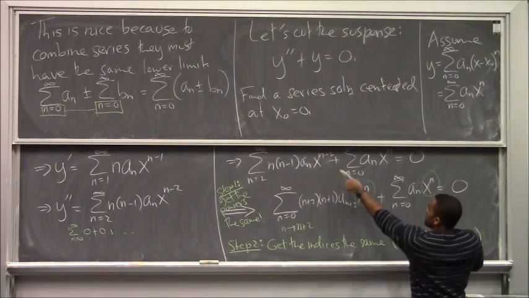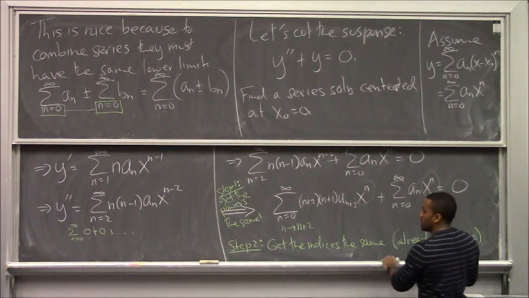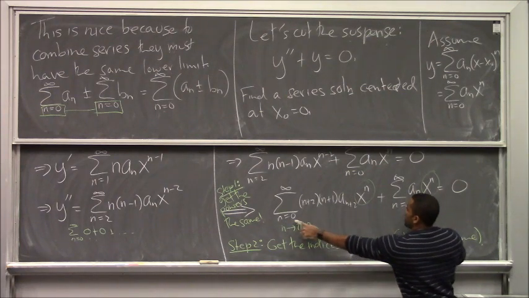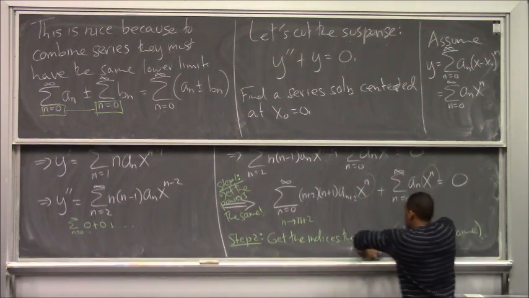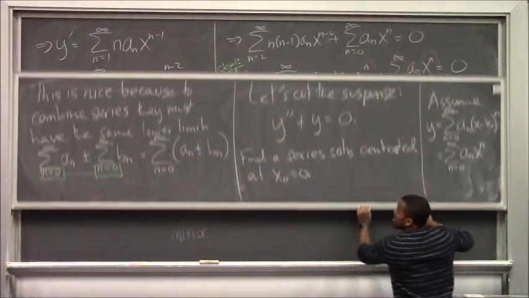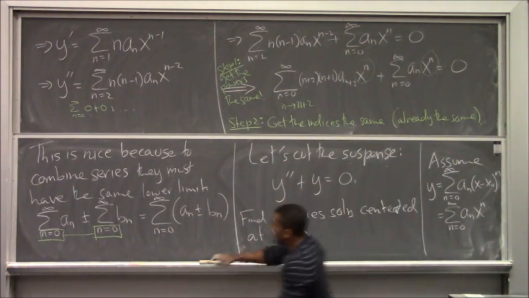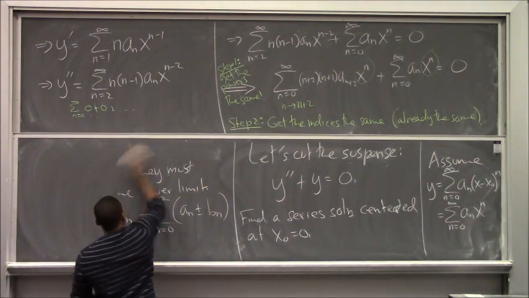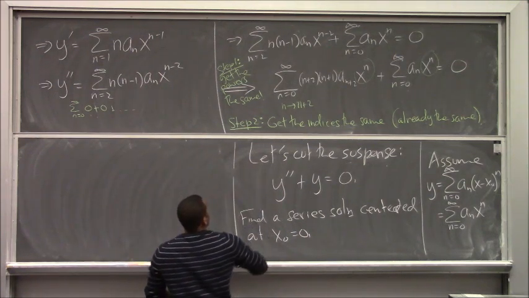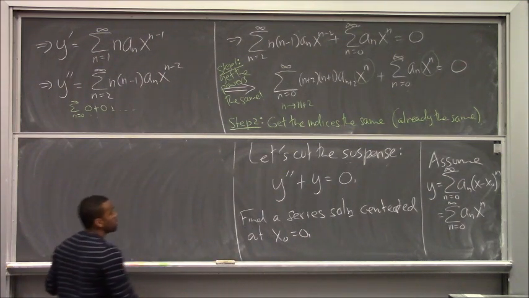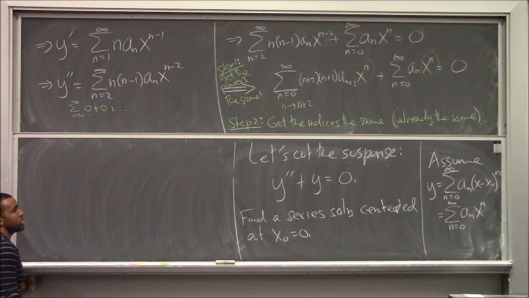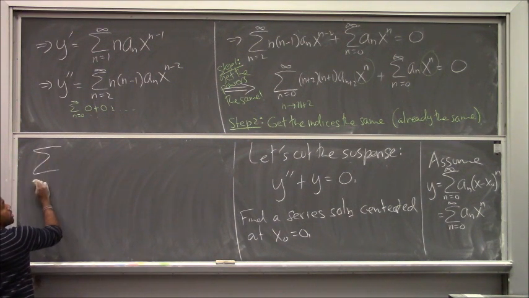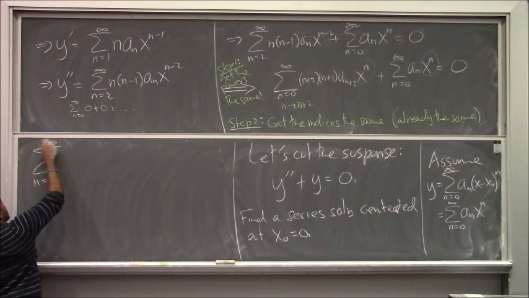So I get the powers to be the same because I want to be able to combine like terms. In order to combine the series, I need the indices to be the same. That's already happened. So now what's going to happen? Do you need a series for 0? We don't need the series to start at 0. I mean, technically you can think of it that way, as 0 plus 0 plus 0. So here, now I can combine the whole series.